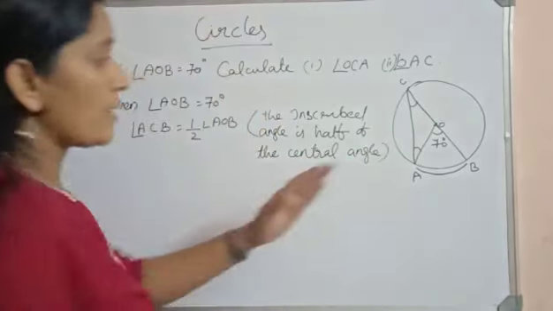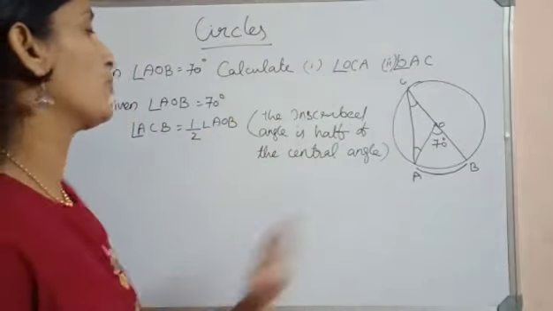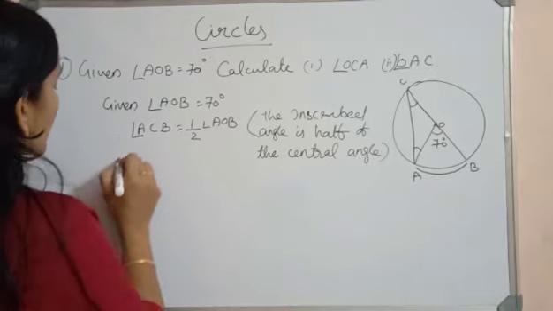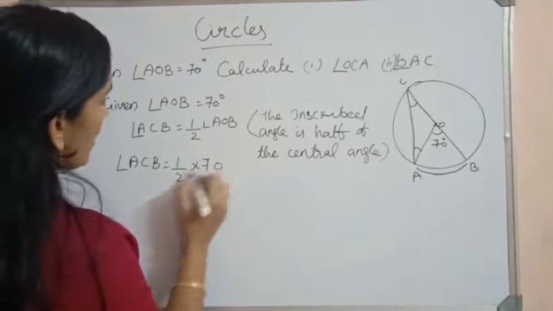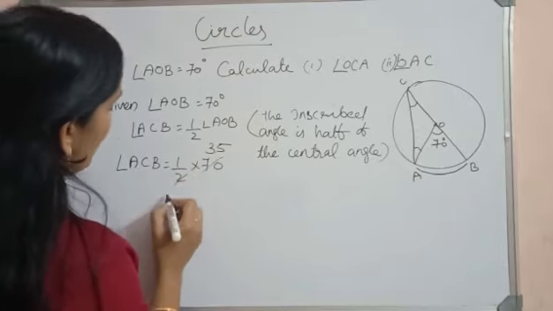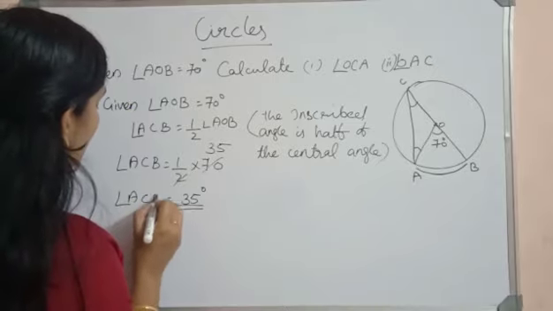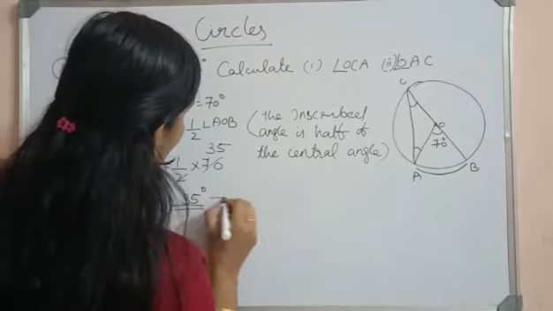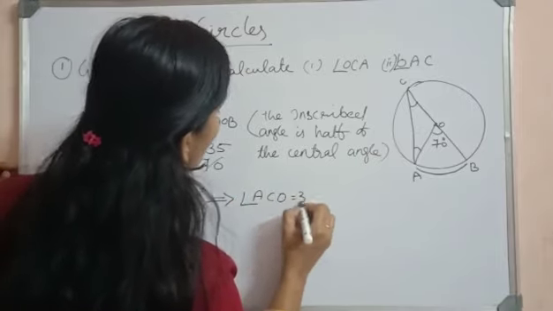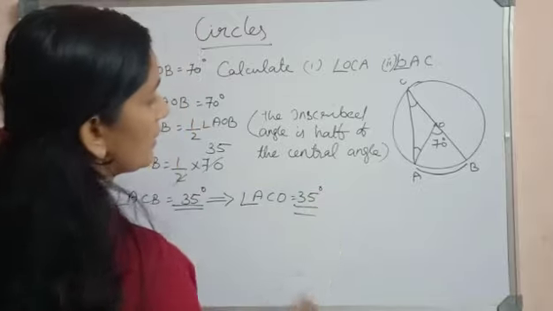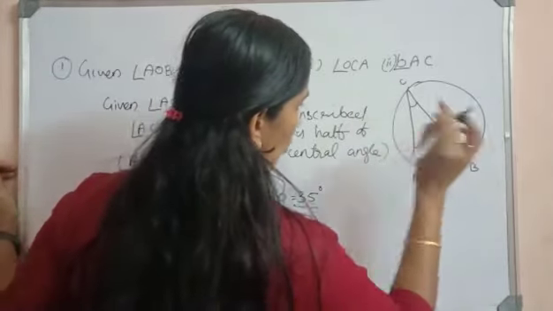Our result was the central angle is double the inscribed angle. That is the same as the inscribed angle is half of the central angle. Therefore, we will get the value of angle ACB as half of 70 and that is the same as 35 degree. So, angle ACB is 35 degree. This implies angle ACO is equal to 35 degree. This is one and the same. That is, angle ACB is the same as angle ACO.